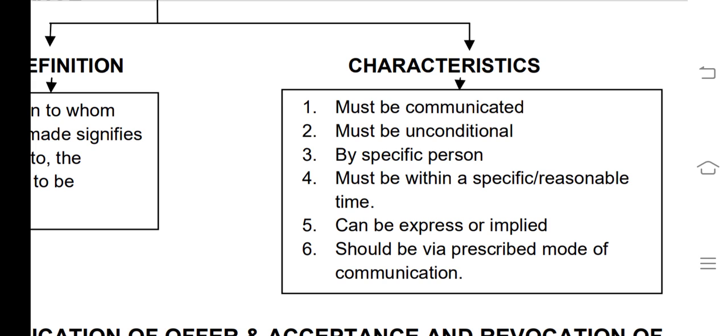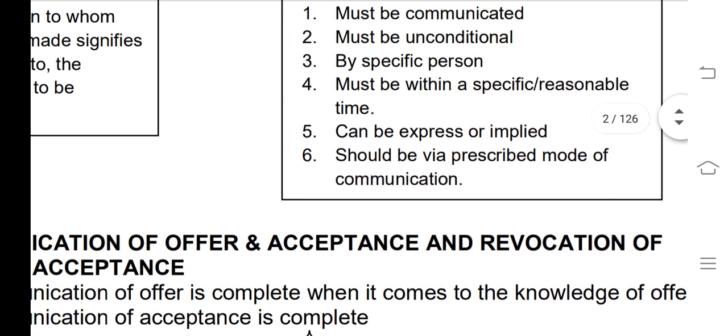Acceptance must be unconditional. An offer can be conditional, but when we talk about acceptance, it cannot be conditional, because a conditional acceptance will be treated as a counter offer. When a person gives a counter offer, in such a case the original offer has lapsed and another offer has arisen. Therefore the original offer is discharged with the help of a conditional acceptance. So an offer can be conditional, but acceptance cannot be conditional.